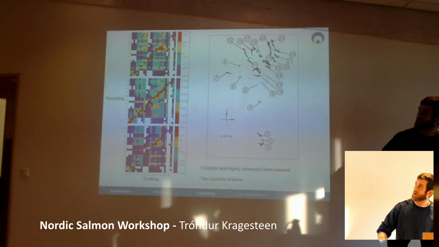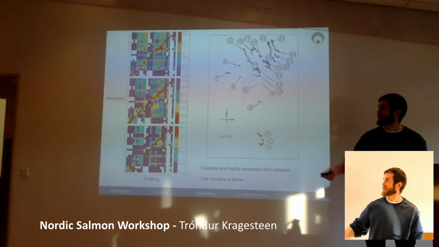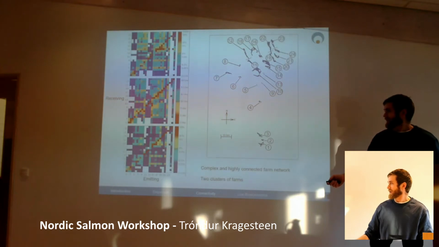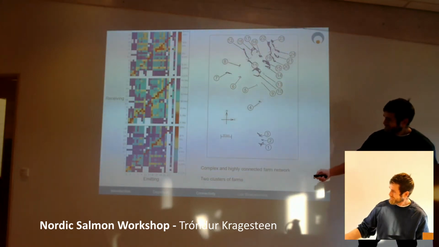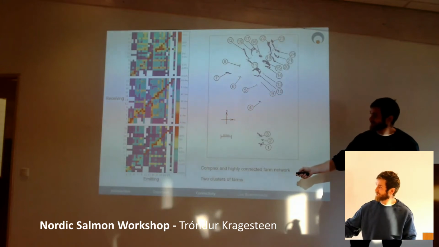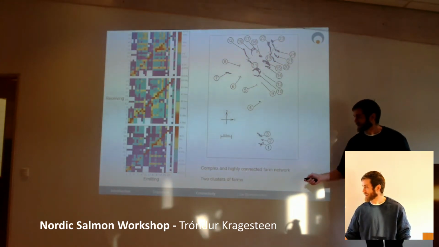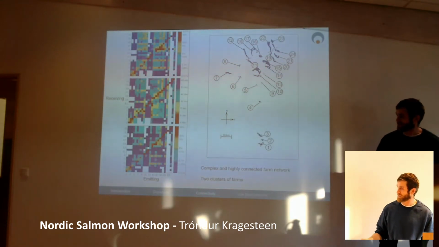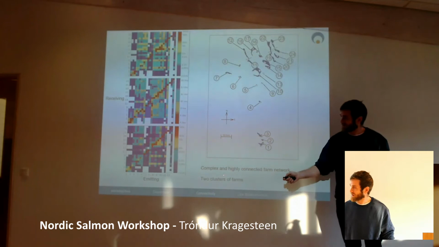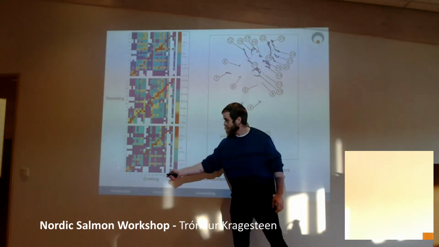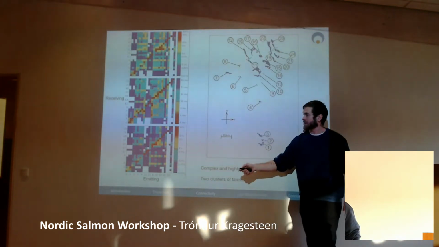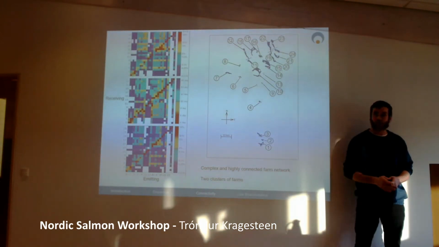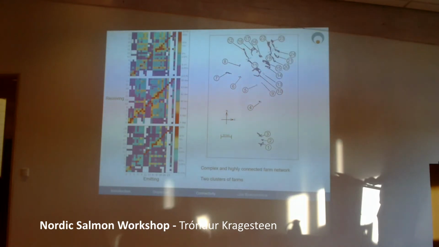There is of course a lot of information in these kinds of matrices, but in essence we can say that the Faroes farms form a complex and highly connected farm network. And they form at least two clusters: here is one cluster, and it looks like the rest of the Faroes farms is another cluster, so there are at least two clusters of farms in Faroes.